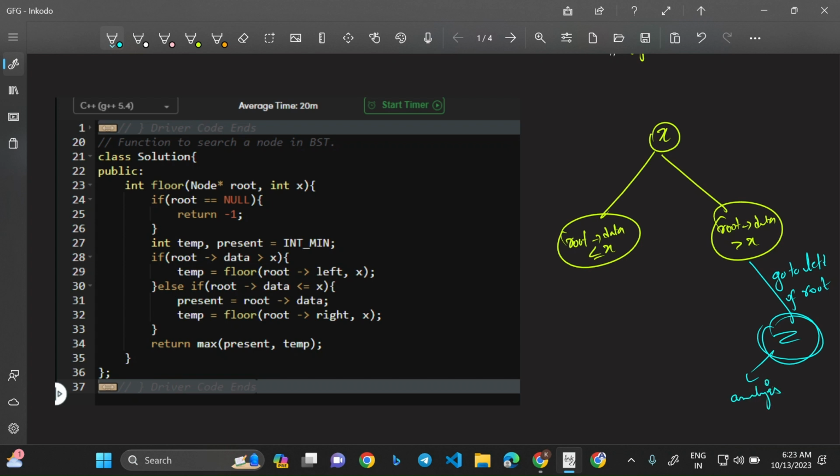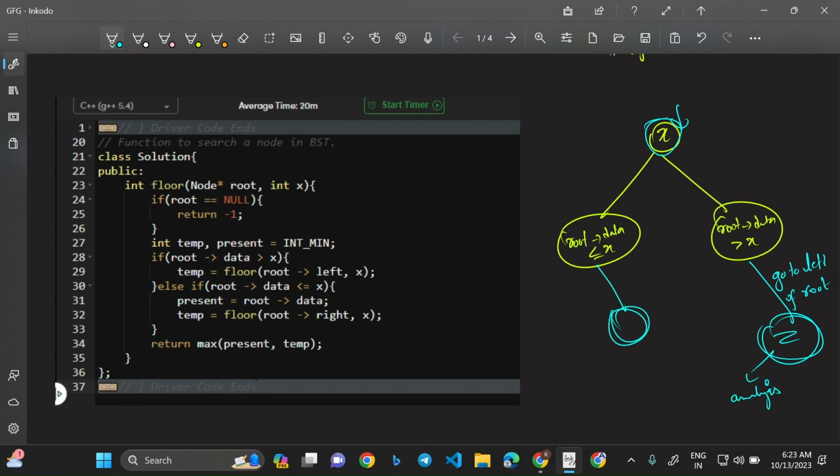What analysis is that? That is the recursion. We'll be leaving it to the recursion. The same thing we are doing here, we'll be repeating the analysis there as well. What if the root data is less than or equal to X? If that is the case, then I'll be going to my right.